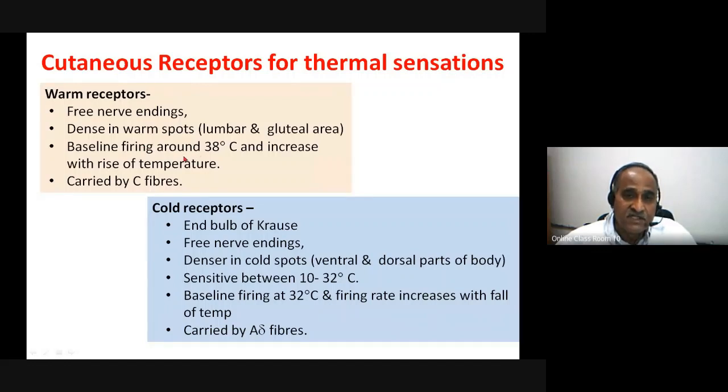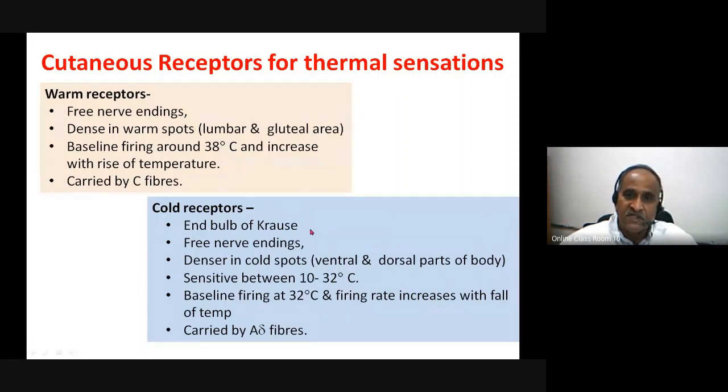Baseline discharge of these receptors is at around 38 degrees Celsius. As the temperature increases above 38, the discharge or action potentials from these receptors will increase. However, they will increase only up to 42 to 43 degrees Celsius. After that, the increase will not be the same, and may plateau or decrease. Somewhere around 49 degrees Celsius, the picture turns out to be different altogether. These warm receptors are carried by unmyelinated, slowly conducting C fibers. The conduction velocity is around 1 to 3 meters per second, not greater than that. This is about warm receptors.